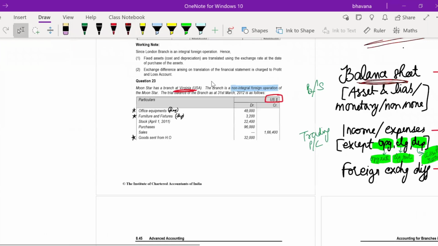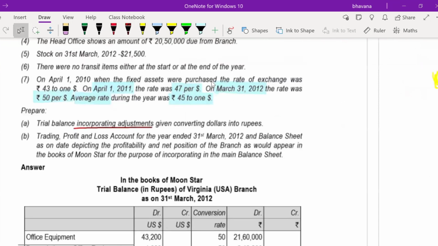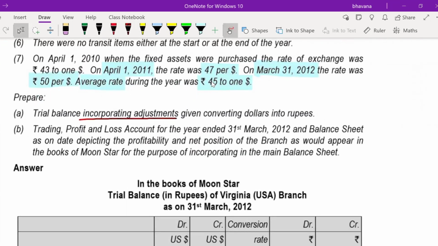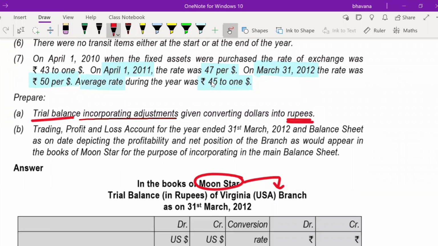So what do we have to do here? They are telling you to convert the trial balance into rupees. If you have to convert US dollars into INR, there were two companies: the Moonstar company had a branch in Virginia. That means where will Moonstar's head office be? This is not directly given in the question. This is what you have to understand by yourself, that it will be in India.